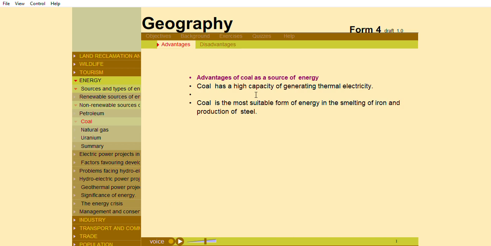Advantages of coal as a source of energy. Coal has a high capacity of generating thermal electricity. Coal is the most suitable form of energy in the smelting of iron and production of steel.